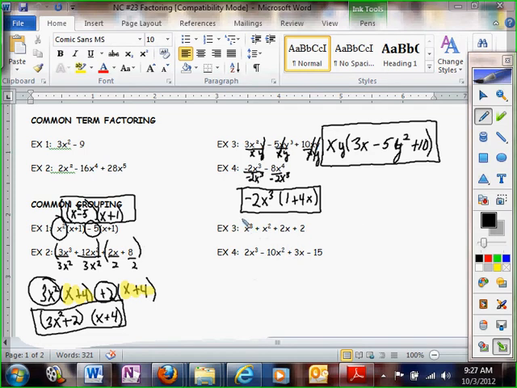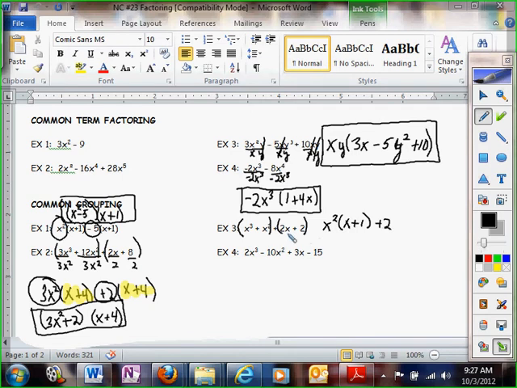Example 3, I'm just going to try to group the first 2 and the last 2. So in the first group, I can pull out an x squared. When I divide this by x squared, I get x. When I divide this by x squared, I get plus 1. When I divide this by, well, got to find my common term. Common term here is 2, so I'd pull out a plus 2.